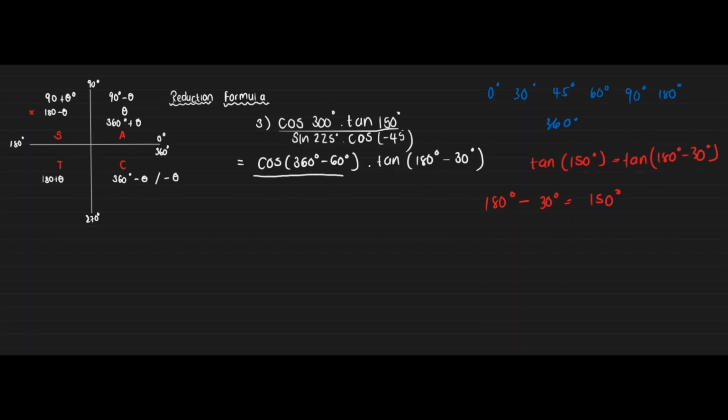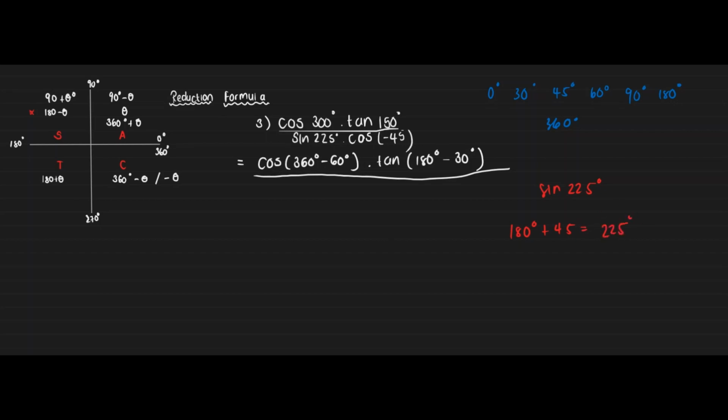Then the denominator is the same as saying sine 225 degrees, right? 225 is closer to 180. So if you say 180 degrees plus 45, what do you get? You get 225 degrees. So you're going to replace the 225 by this. So you're going to say sine(180 degrees plus 45 degrees). And the last one is cos of negative 45, which is the same as saying what? Cos of positive 45.